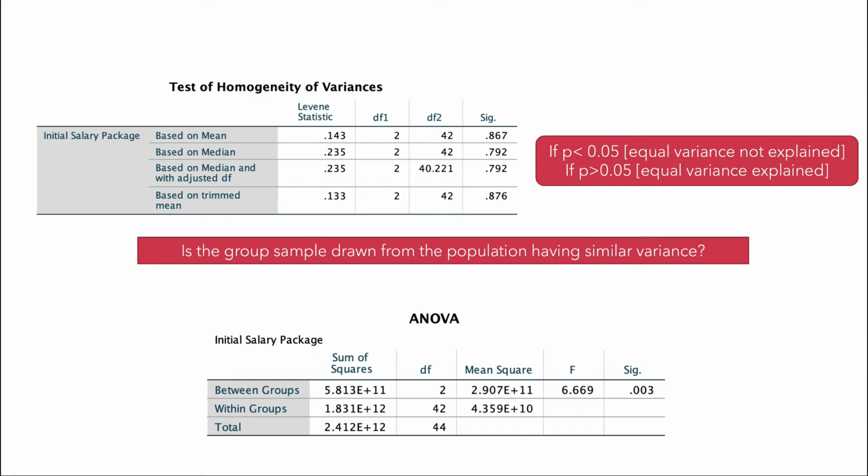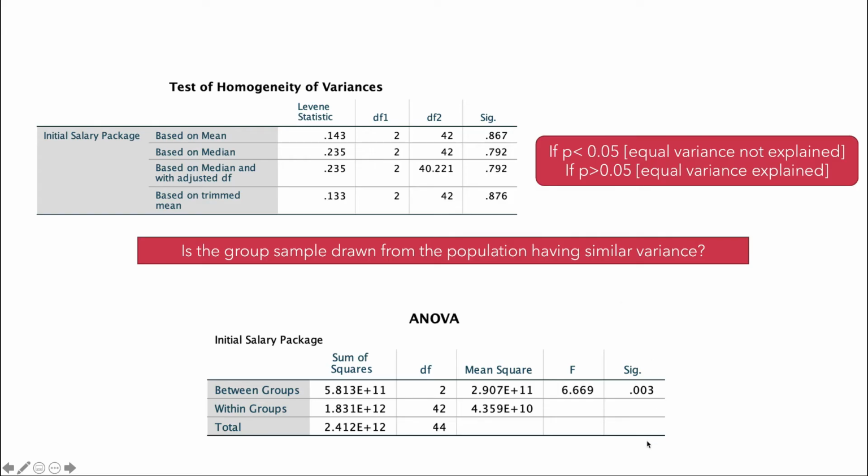Now, in case your p value or significance value is lower than the alpha value of 0.05, then we would assume that equal variances are not there, and the condition for the conduct of one-way ANOVA has not been met. But in our case, the p value is more than the alpha value of 0.05. So equal variances would be assumed in this case. It simply means the group samples have been drawn from populations having similar variances. As the fifth condition for the conduct of ANOVA has been met, we would be moving to the next table, which is of ANOVA.